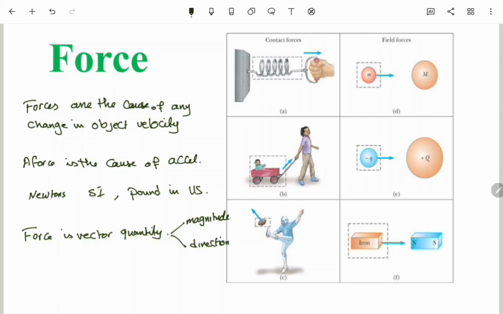Now the other type of force is field forces, when there's no physical contact, like the one here. It's a gravitational force, the one that exists between the moon and the earth, the planets, etc. Now we also have electric force, like the one between positive and negative charges, and we have magnetic forces, like the one between a magnet and some piece of iron material.